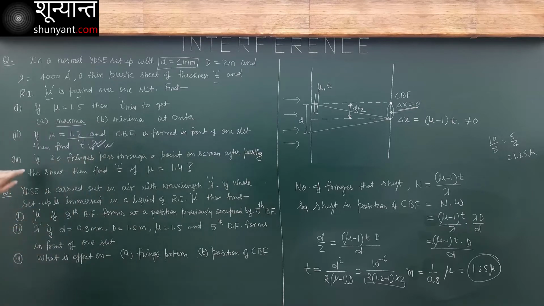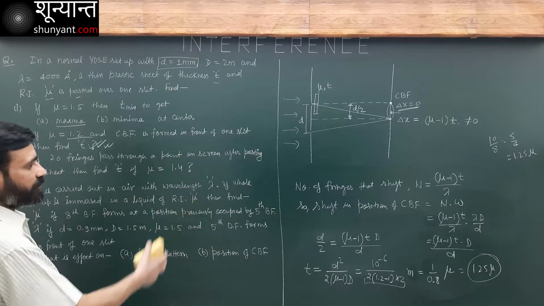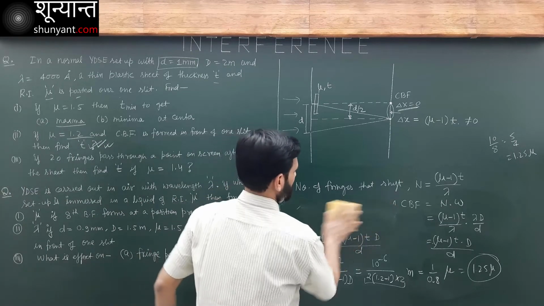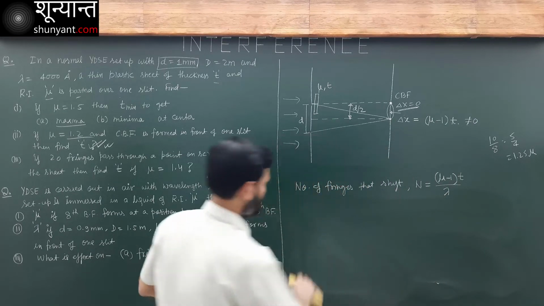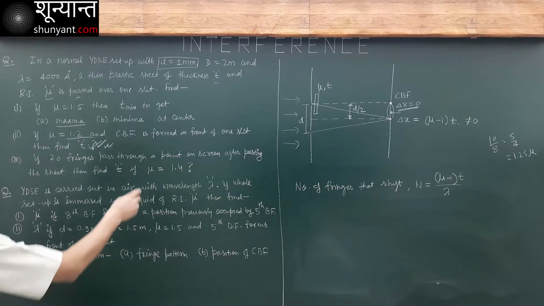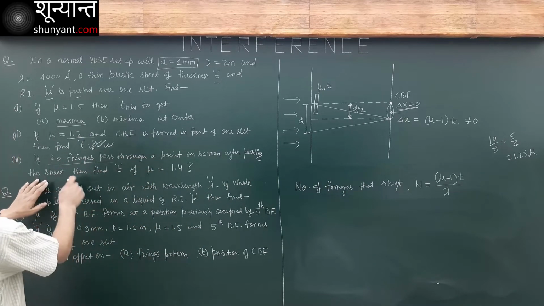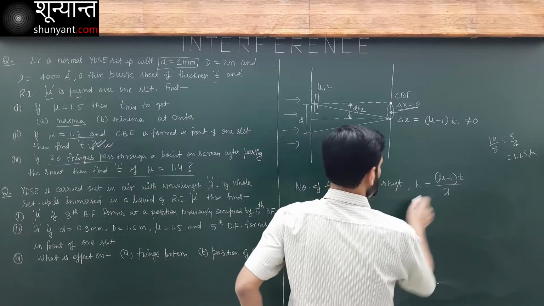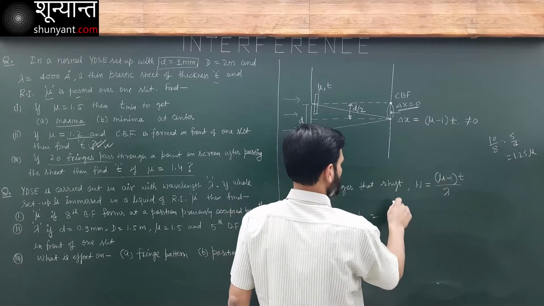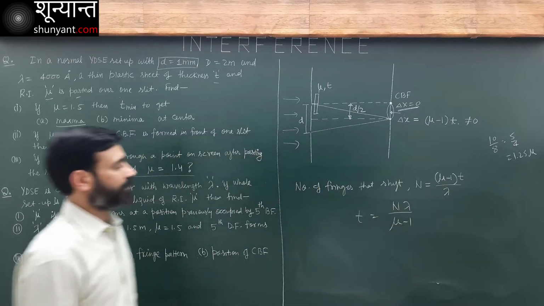Now the next one. If 20 fringes pass through a point on a screen after pasting the sheet, then find the t if you use mu 1.4. So the second one also is like this. Directly I can write this t is going to be equal to n lambda over (mu minus 1). That's it. This is the thickness.